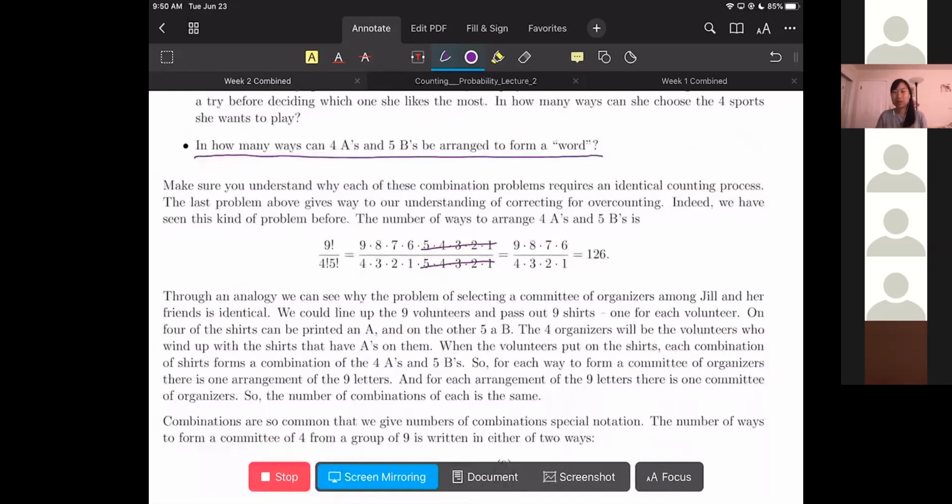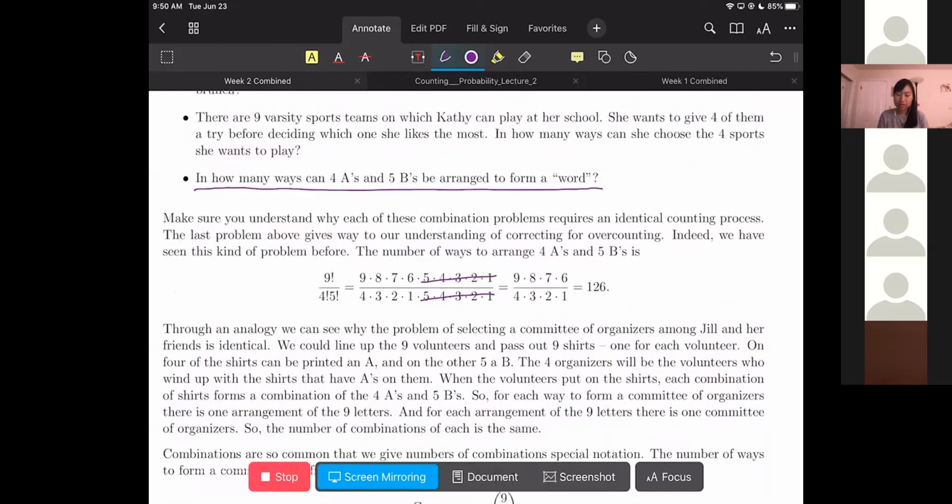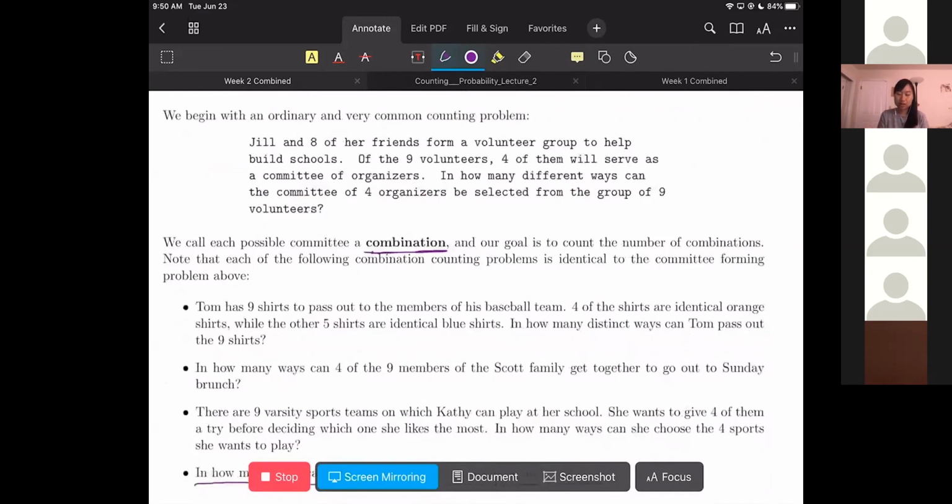And then the 4 organizers who get shirt A become the volunteers. And so when the volunteers put on the shirts, each combination of shirts forms a combination of 4 A's and 5 B's. So for each way to form a committee of organizers, there's also one arrangement of the 9 letters. And for each arrangement of the 9 letters, there's a committee of organizers. So there's a one-to-one correspondence there. And so the number of combinations is the same if we're looking at our original problem of Jill and 8 of her friends. So this is also going to be 9 factorial over 4 factorial times 5 factorial.